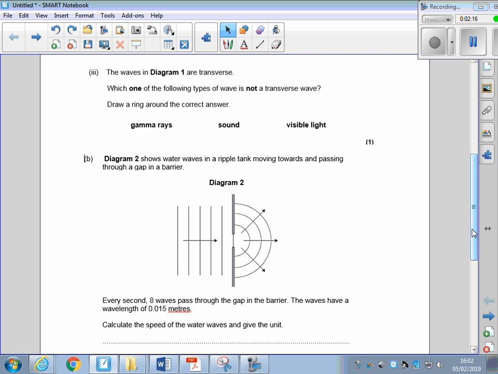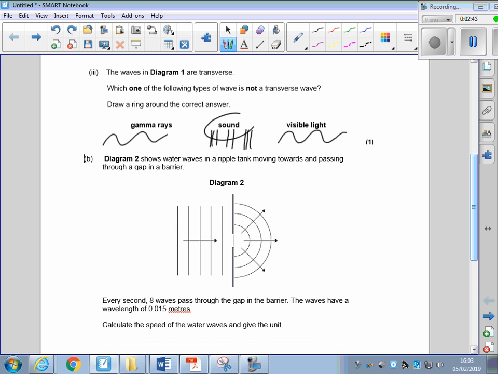So in diagram 1, there are two transverse waves. Which of the following types of wave is not transverse? So it's asking which one of these is the other type, which is longitudinal. Gamma rays are in the same family as light and X-rays and all of those. Gamma rays, X-rays, radio waves, and visible light are all transverse waves. So the one that's not, the one which is made up of compressions and rarefactions, that is your sound wave.